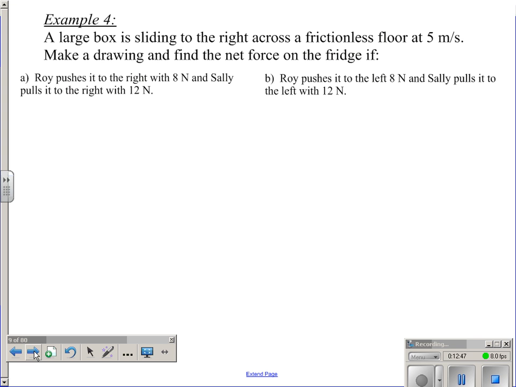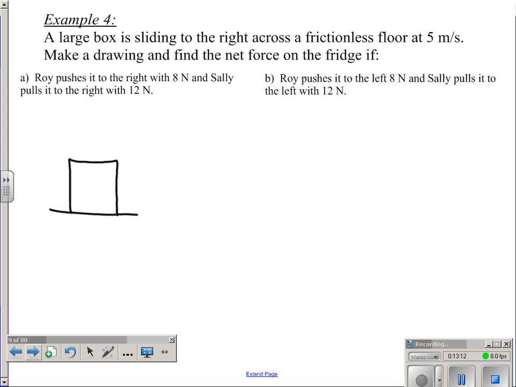Example 4. A large box is sliding to the right across a frictionless floor at 5 meters a second. We're going to, again, make a drawing and find the net force on the fridge in each of these two situations. So in A, Roy is pushing it to the right with 8 newtons, and Sally's pulling it to the right with 12 newtons. Okay, so once again, we're going to draw the box. Okay, it's sliding to the right at 5 meters a second.